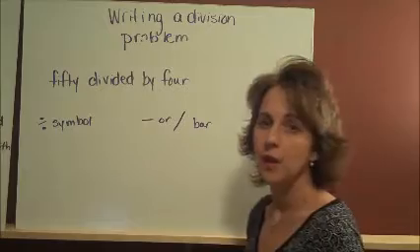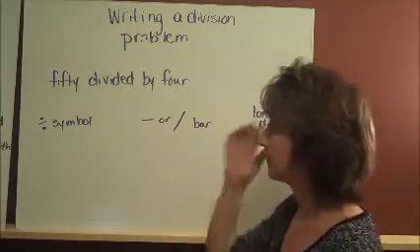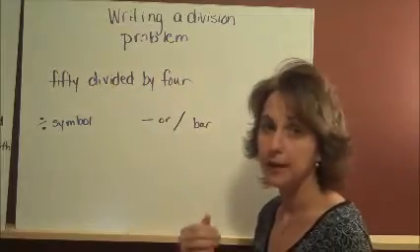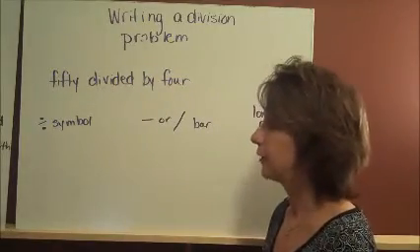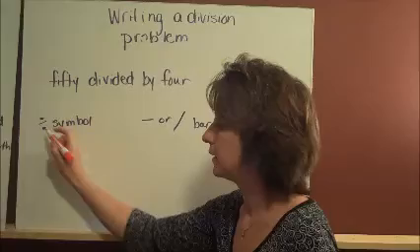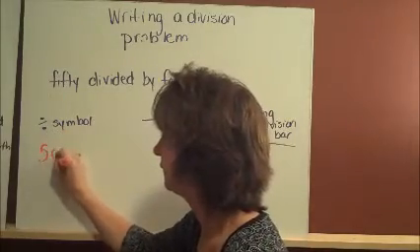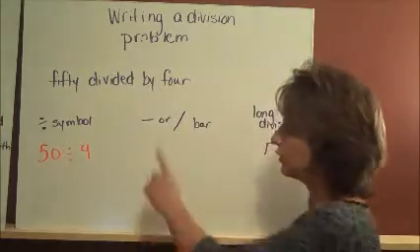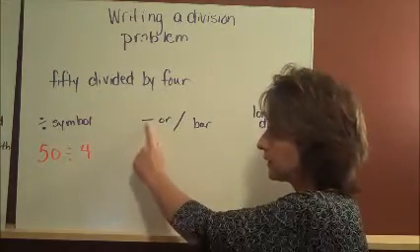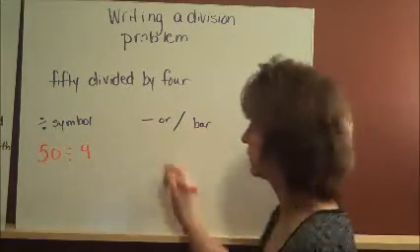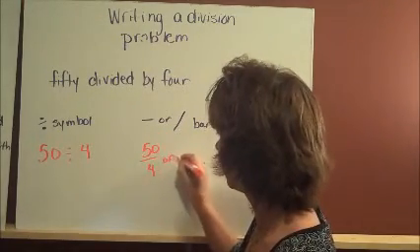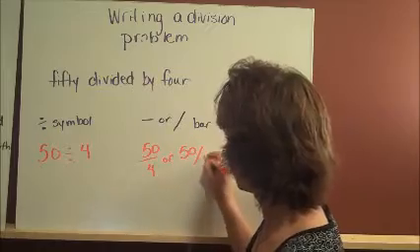So, how do you write a division problem? Well, this problem says 50 divided by 4 and can be written 3 different ways. Using the division symbol, 50 divided by 4. Using the fraction bar, which is sometimes written like this or sometimes with a slant. 50 divided by 4 or 50 divided by 4.